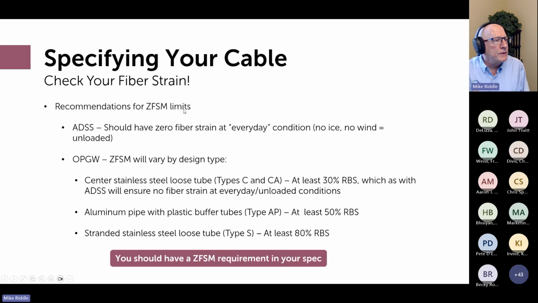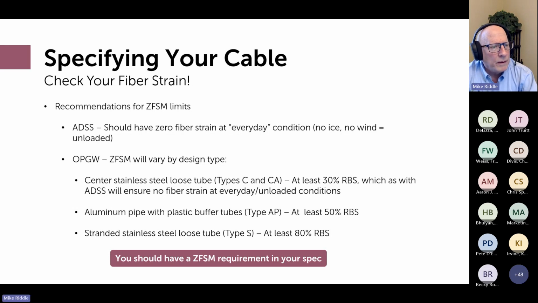So here are some specific recommendations. For zero fiber strain margin, ADSS ought to have zero strain at everyday conditions. So a no ice, no wind, meaning unloaded condition. Right, so on a typical day, the fiber in your cable is not experiencing any stress or strain. For OPGW, the zero fiber strain needs to vary by design type. So for a center stainless steel tube type, I think you ought to have at least 30%. Now, again, this would give you a situation where at everyday or unloaded conditions, there's no strain on the fiber.